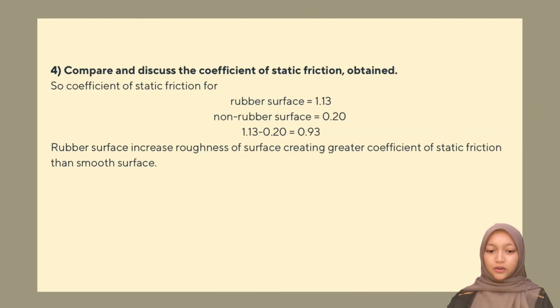For analysis 4, compare and discuss the coefficient of static friction obtained. So, the coefficient of static friction for the rubber surface is 1.13 and for the non-rubber surface is 0.20. And then we compare both of them and we get 0.93. So, the rubber surface increases the roughness of the surface, creating a greater coefficient of static friction than the smooth surface.